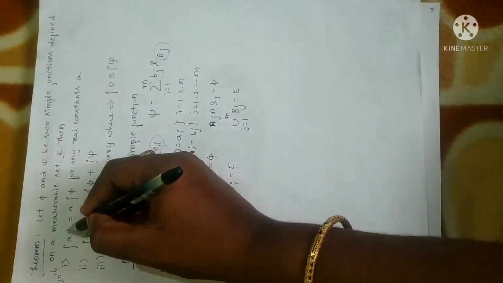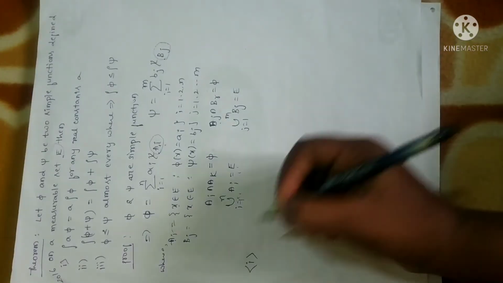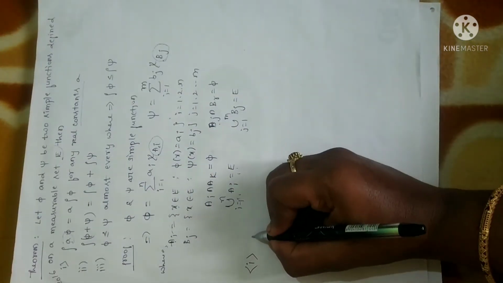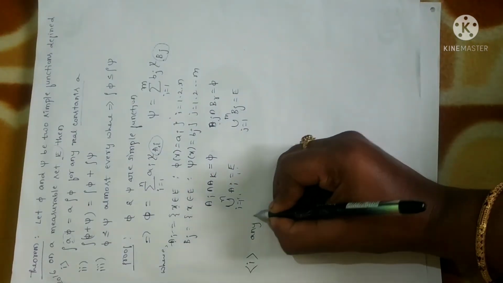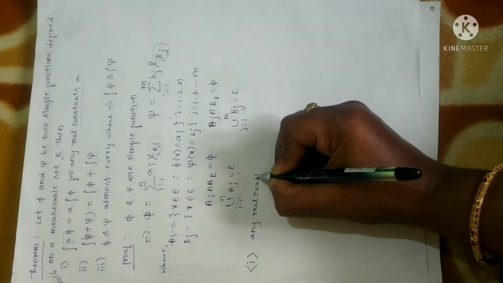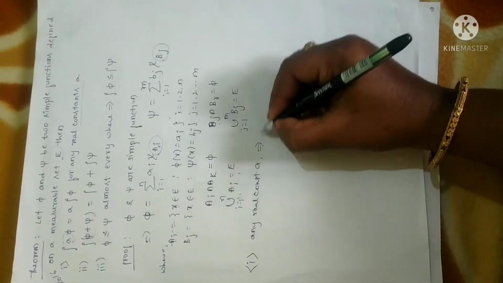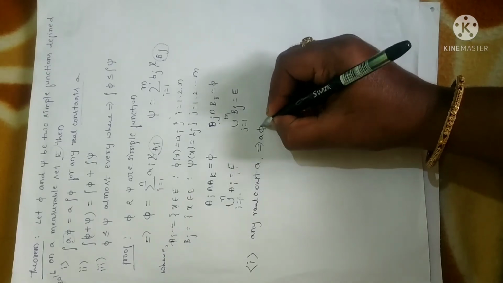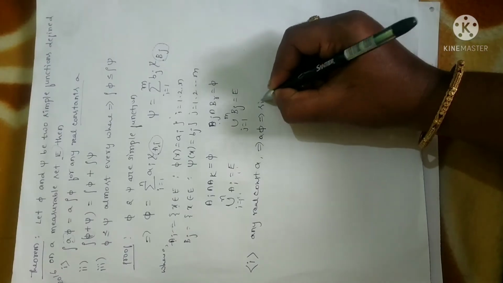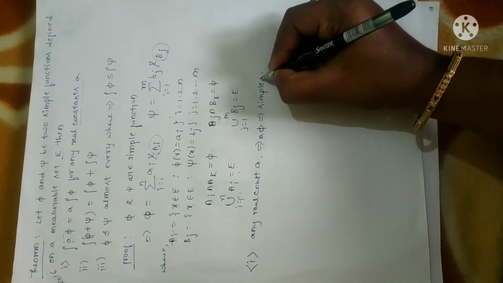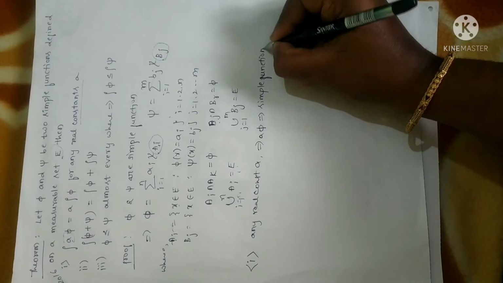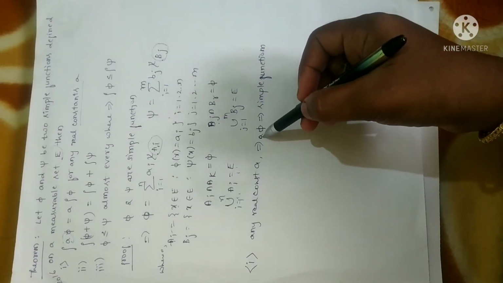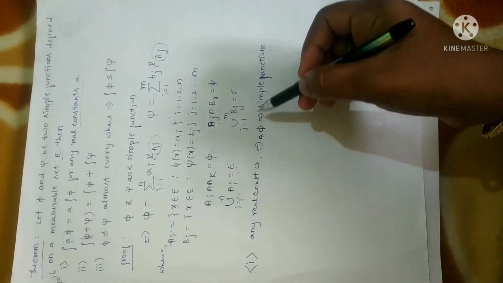Now let me prove the first one. Fine. So for the first one, I have taken any constant, so let me write, for any real constant a. We already know that if phi is simple, and you multiply any real constant with a simple function, again it will be a simple function only. I am just trying to repeat once again: if phi is a simple function, and you multiply any real constant with the simple function, the result will again be a simple function.